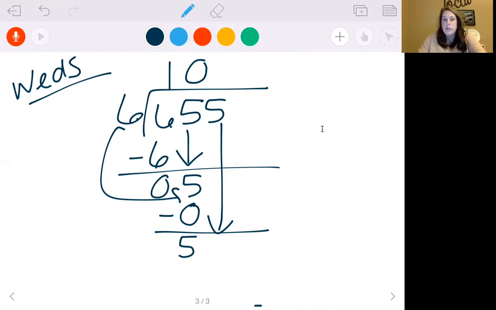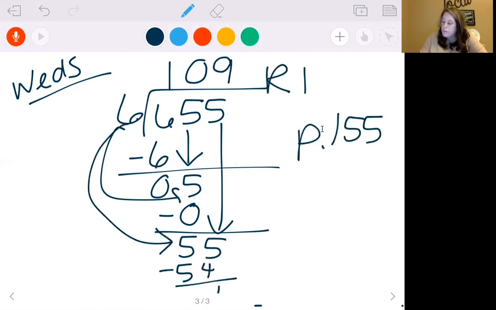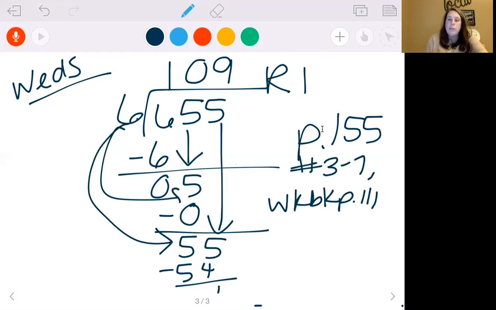Okay, so today you're going to do page 155, 3 through 7. And then homework is workbook page 111. All right, let me know if you have any questions.